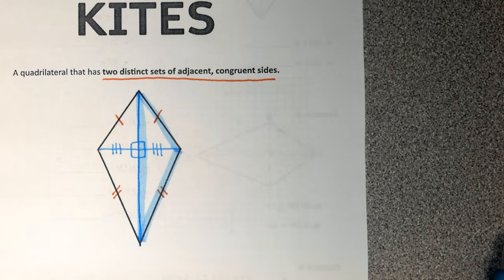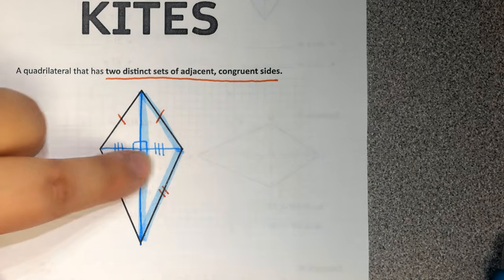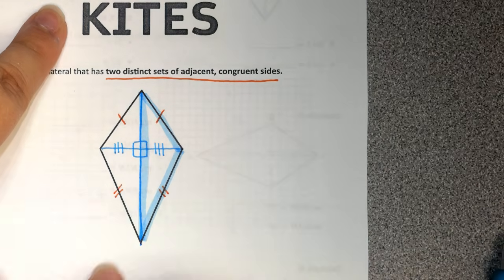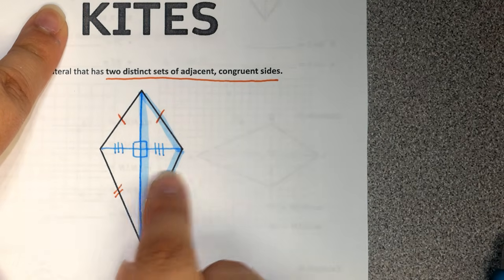Now, is the top the same as the bottom? No. On top, do you agree I have an isosceles triangle right here, this top? But it's a different isosceles triangle than the bottom.